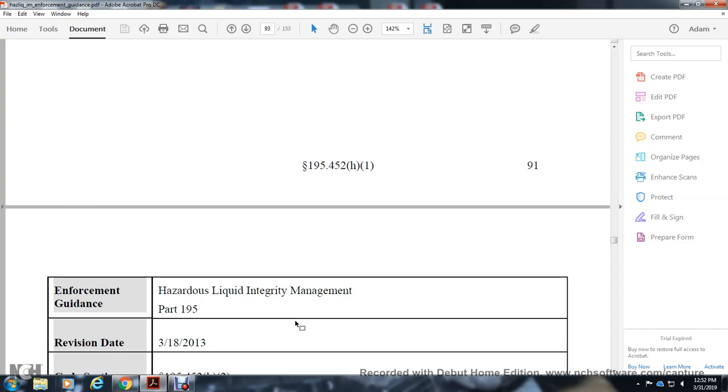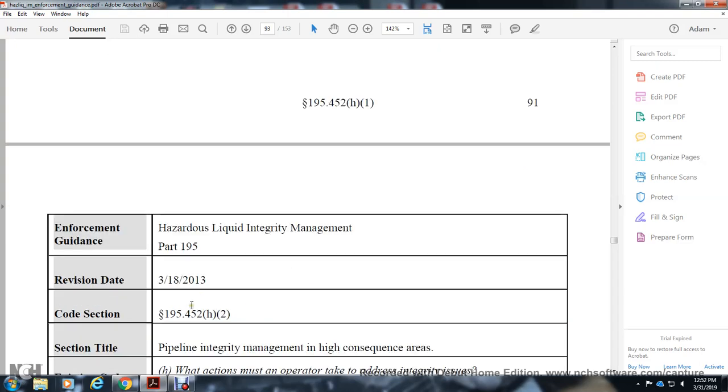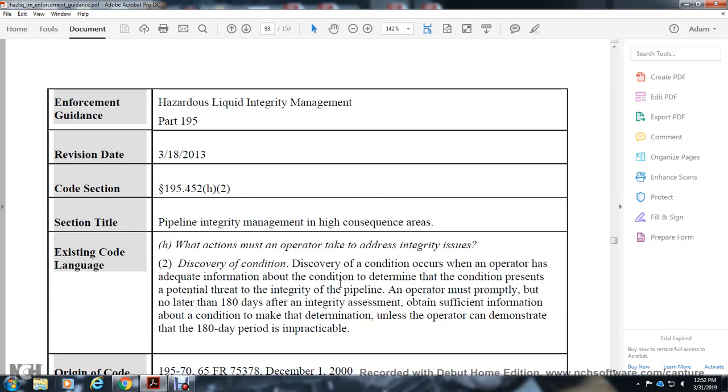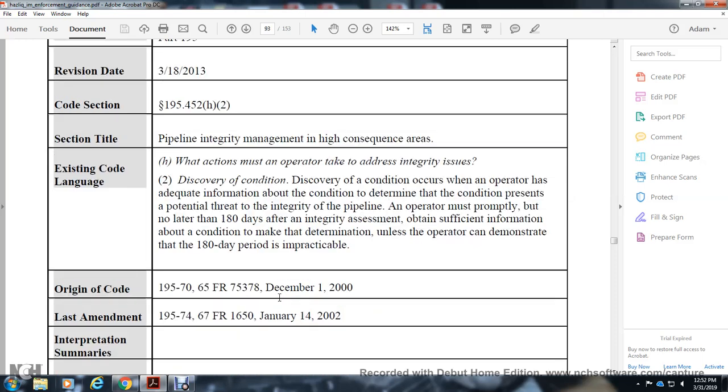Alright, the Liquid Integrity Management Program, 195, March 18th, 2013, 195.452(h), Pipeline Integrity Management in High Consequence Areas. What are the actions of the operator to address integrity issues? Discover the condition. Discover the condition. Discover the operator has adequate information for the condition. Determine the condition presents a potential threat to the integrity of the pipeline. The operator must promptly, no later than 180 days from the integrity assessment, obtain sufficient information for the condition, make the determination, and it is left for the operator to demonstrate that more than 180 days is practicable.